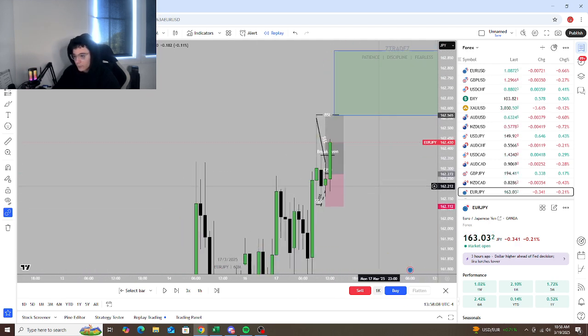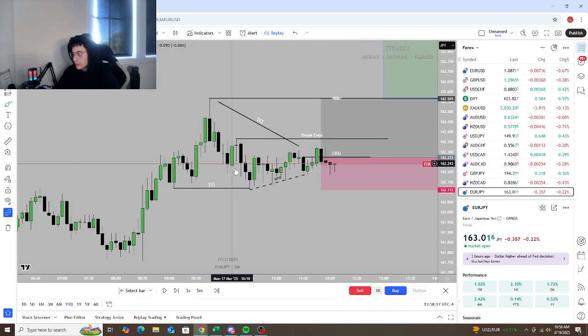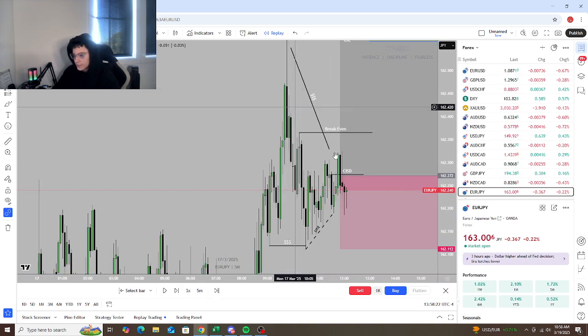Same step every time. What do we have, guys? Hourly gap right here, which we tap into, right? There's our internal. Cool. Immediately go to the 5 minute. This is where we look for a setup, right? So this is what we have.